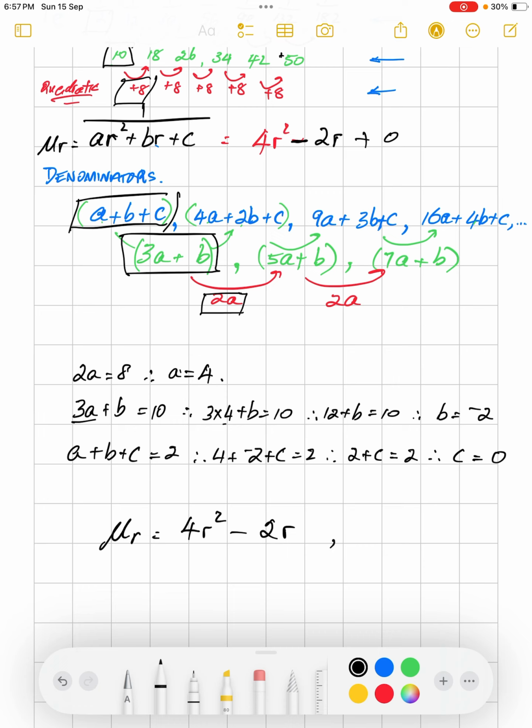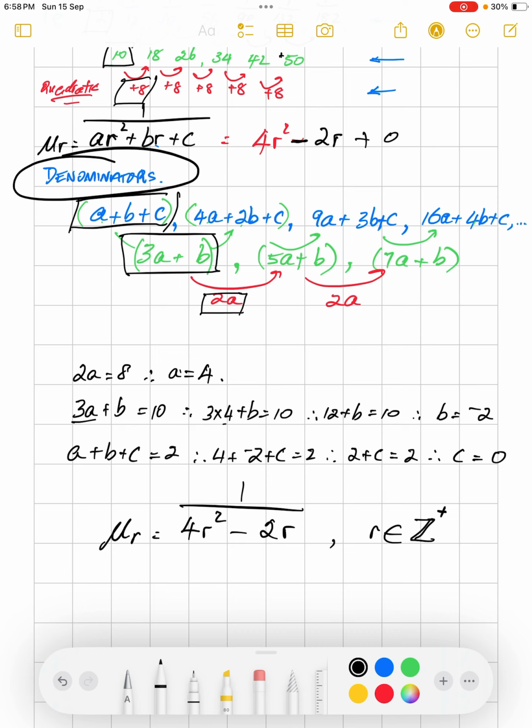Keep in mind, it's worthwhile mentioning that r is an element of our positive integer set. It's a 1, a 2, a 3. And so there we have the general term. The general term is 4r squared minus 2r. If you want to check, before I finish, that's just the denominator, yeah? Okay, now we're correct. The general rule is 1 over 4r squared minus 2r.